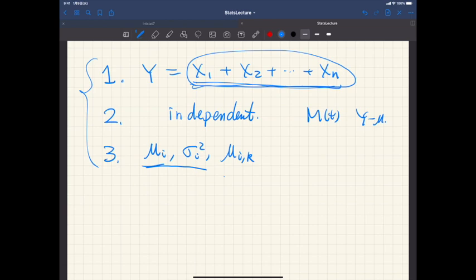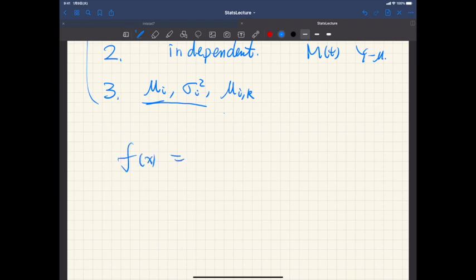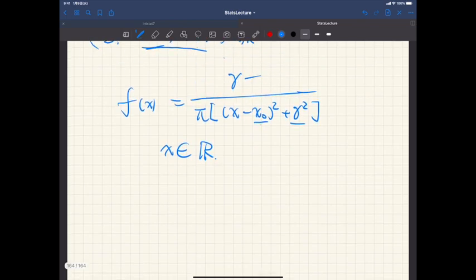Okay, for example, if you consider the Cauchy distribution, remember the Cauchy distribution, it's a continuous distribution with this probability density function. Okay, x is any real number, and x0 and gamma are parameters. Okay, gamma must be positive, x0 may be any real number. Okay, if you remember this, if x follows this distribution, then this doesn't exist.